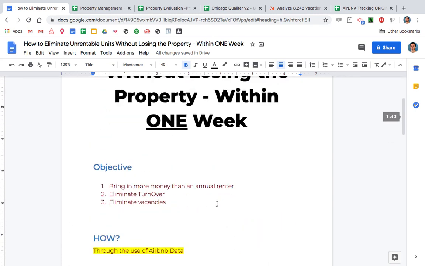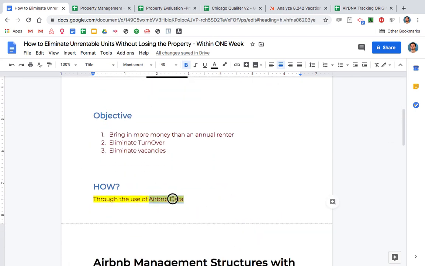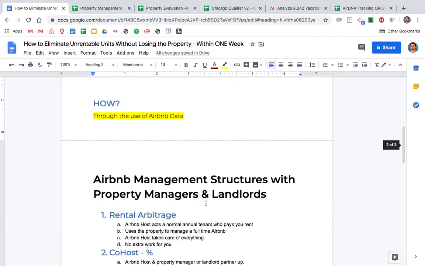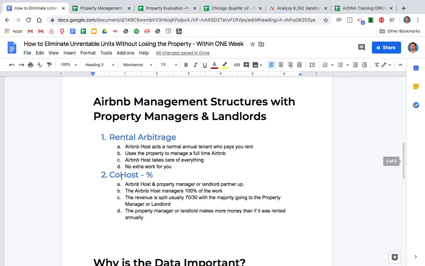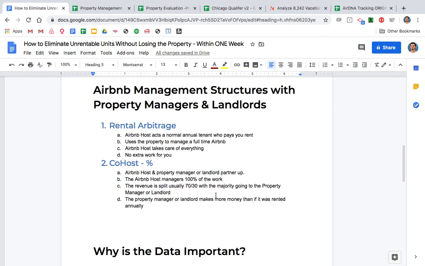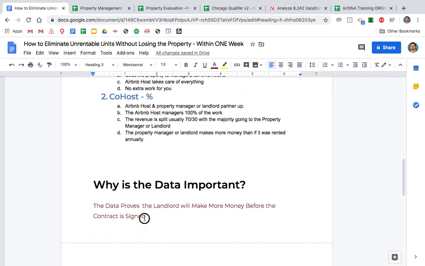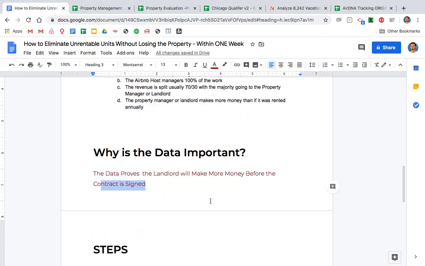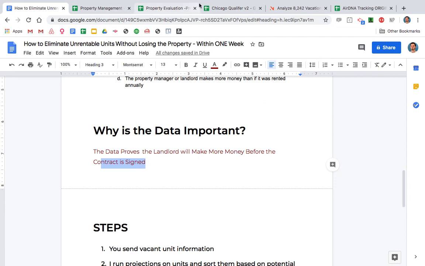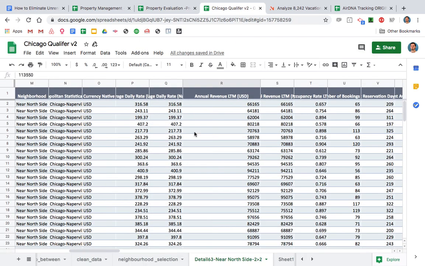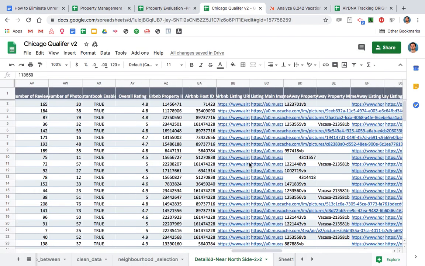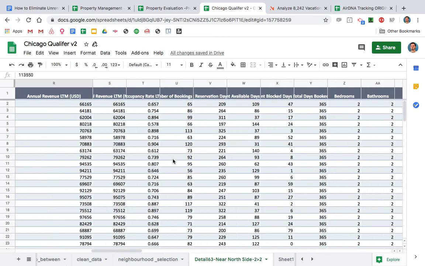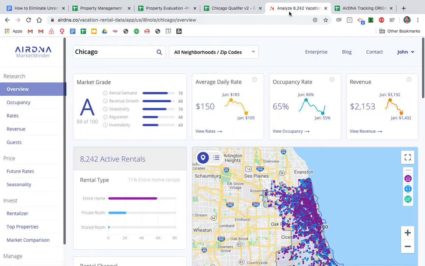All right, and we eliminate turnover, we make more money, we eliminate vacancies, and data is everything, guys. Data is everything. And we're going to set it up as a co-hosting contract where we do a split, and we're going to make sure that before we sign that contract, you understand what you're getting yourself into. This is the data that we use to make sense of everything. It's very thorough, it's in depth. We eliminate everything that we don't want from there. This is the company, AirDNA, that we get that data from.